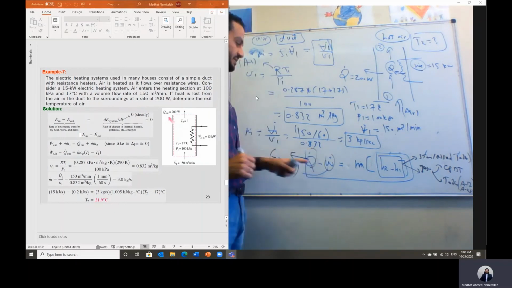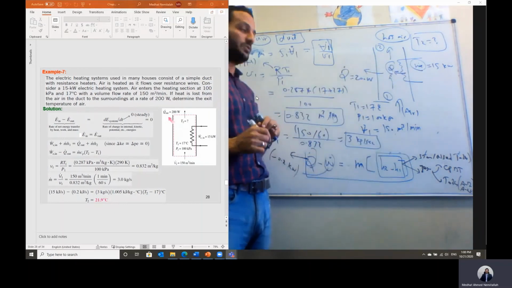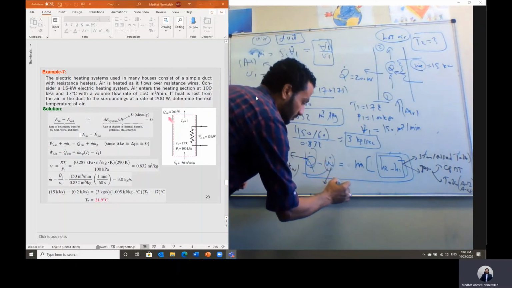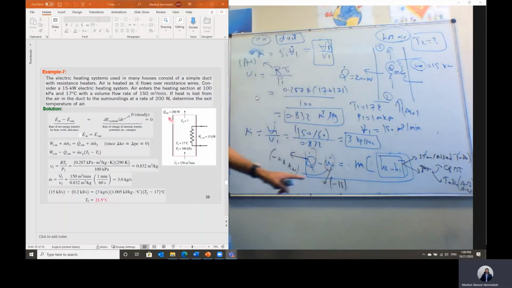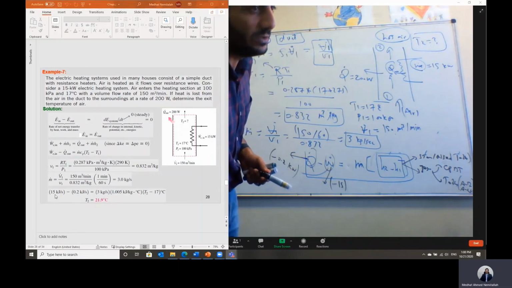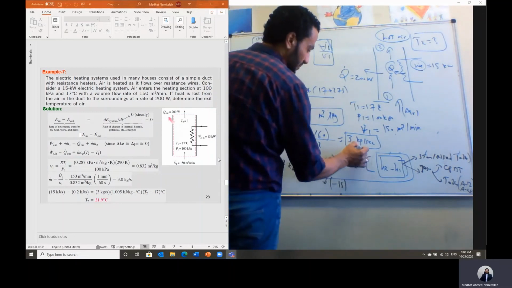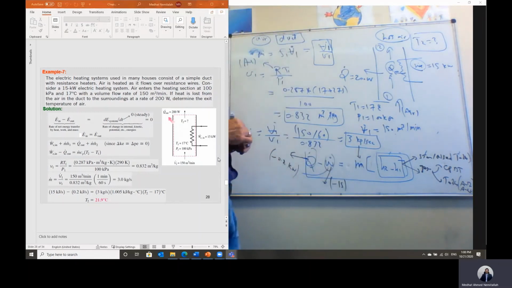But here we have minus. This work is input to the system, so it should have a negative sign. So we have negative here, plus this work is equal to minus 15 kilowatt. So minus will be positive, in this case positive 15 minus 0.2, substituted here. That should equal m dot, which is 3 kilogram per second, multiplied by delta h.